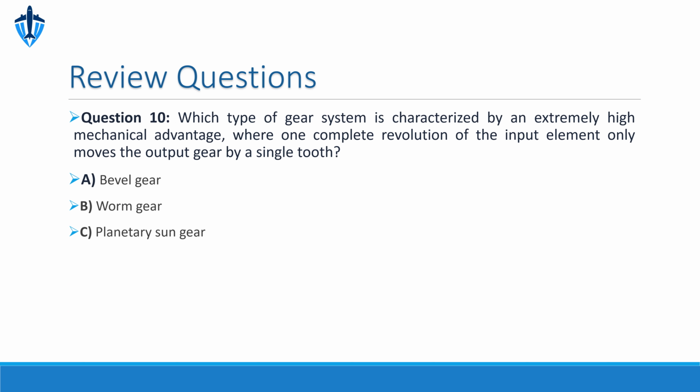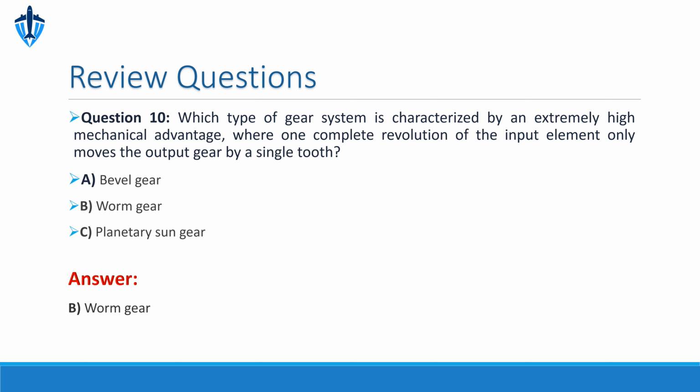Question 10. Which type of gear system is characterized by an extremely high mechanical advantage where one complete revolution of the input element only moves the output gear by a single tooth? A. Bevel gear, B. Worm gear, C. Planetary sun gear. The correct answer is B.